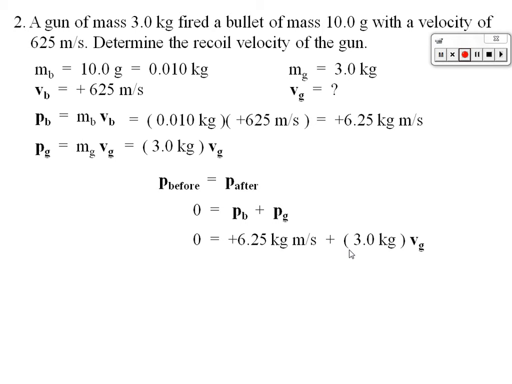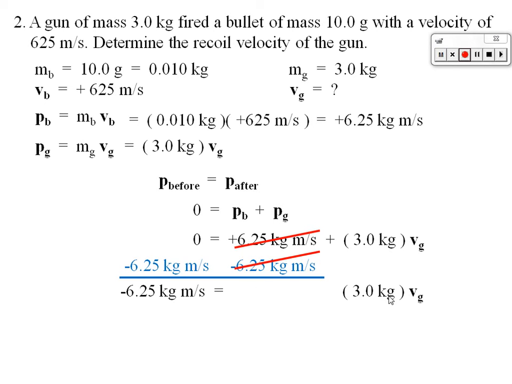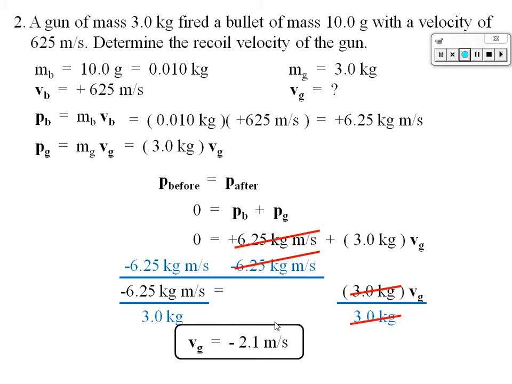p before is equal to the momentum of the bullet plus the momentum of the gun. And now I need to solve this algebraically for v sub g, which I can do by first subtracting out this term. I get that is equal to that, and then dividing out the 3 kilograms.